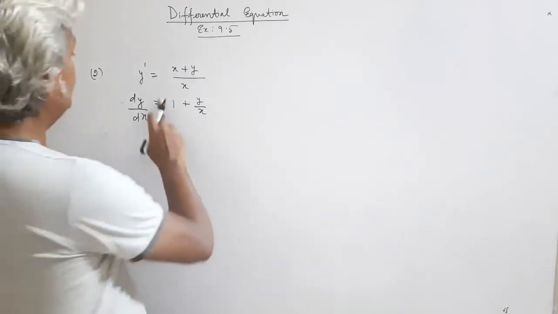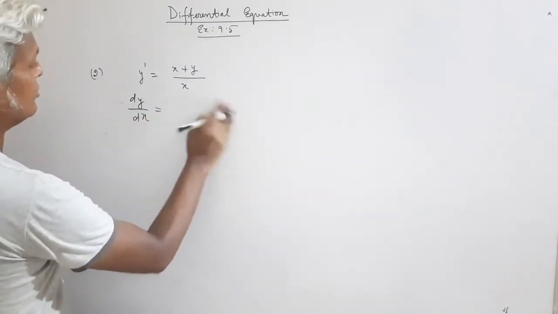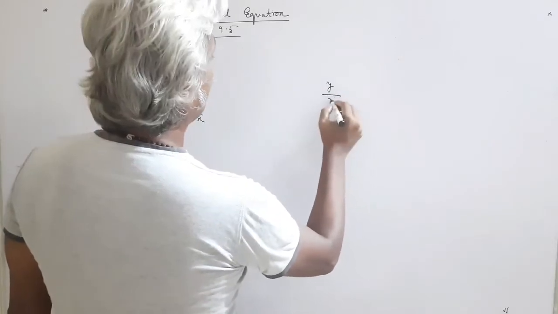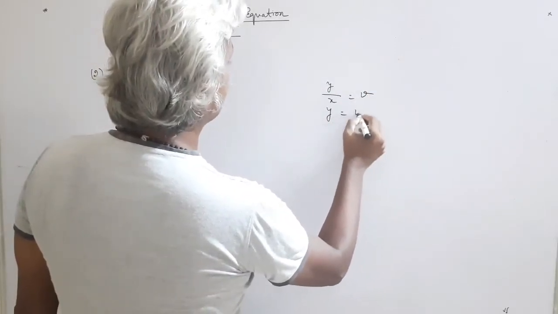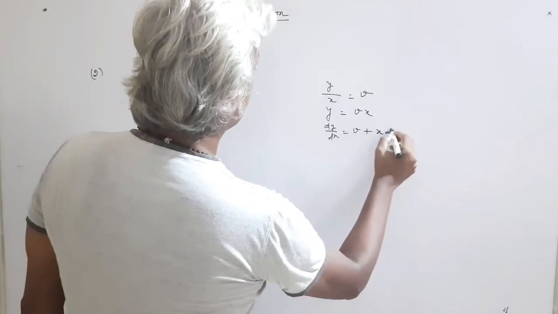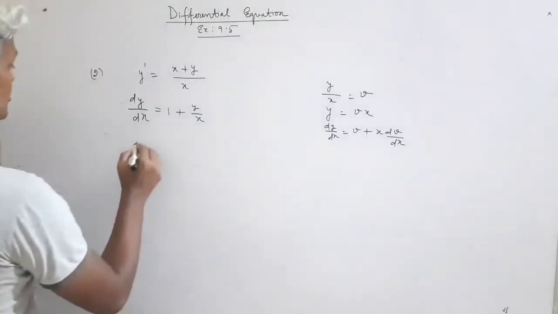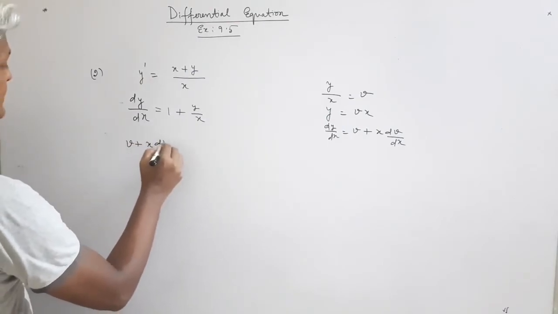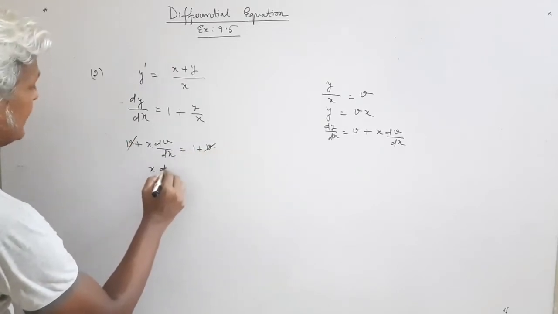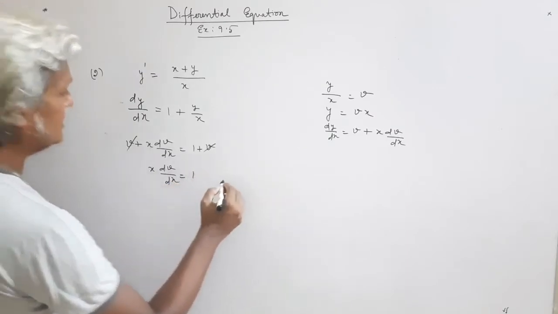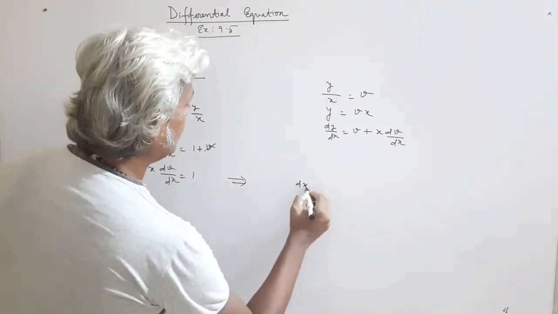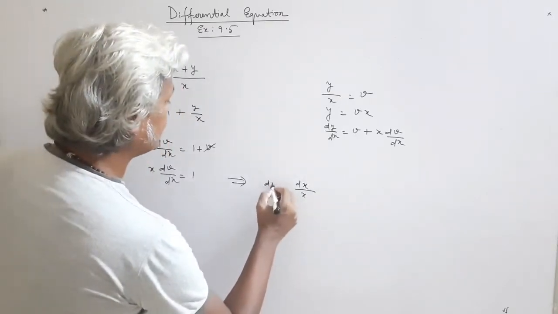So here we have dy by dx is 1 plus y over x. What we do is write y over x as v. So y is vx, and then dy over dx is v plus x dv over dx. So this equation becomes v plus x dv over dx equals 1 plus v. v and v cancel. We have x dv over dx as 1. Then we break this down using the idea of separation of variables. So this becomes dx over x on the right hand side and dv on the left hand side.